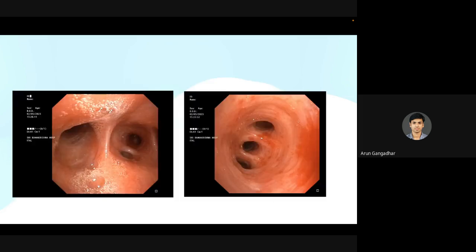So what did we do? We took him up for a bronchoscopy, and the bronchoscopic lavage showed AFB smear which is positive, and the TB NAAT, that is GeneXpert, came negative. So any guesses what it could be? It is a non-tubercular mycobacterial infection.